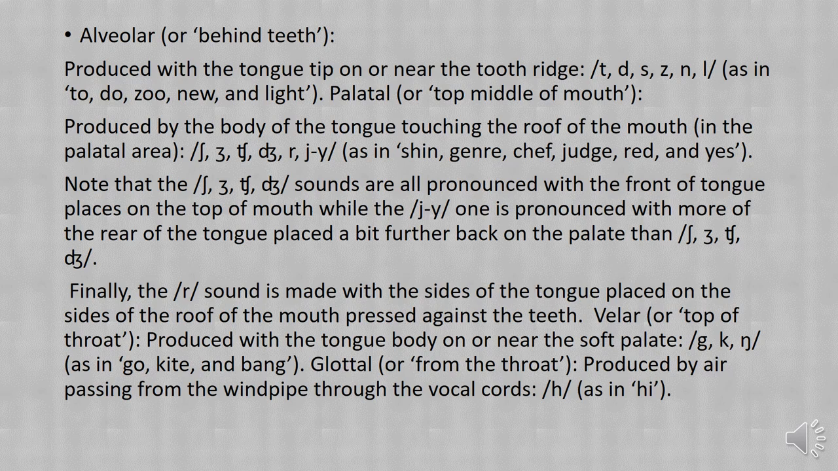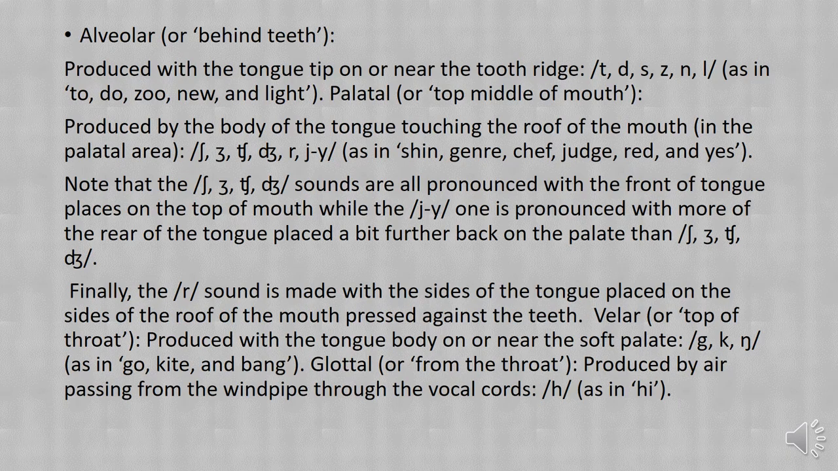Note that the sh, zh, ch, j sounds are all pronounced with the front of the tongue placed on the top of the mouth, while the y one is pronounced with more of the rear of the tongue placed a bit farther back on the palate than sh, zh, ch, j. Finally, the R sound is made with the sides of the tongue placed on the sides of the roof of the mouth pressed against the teeth.